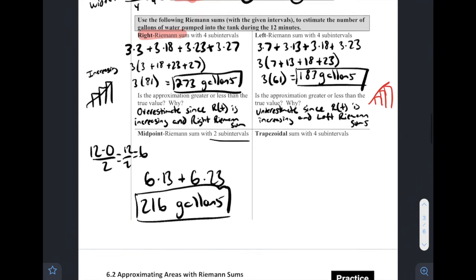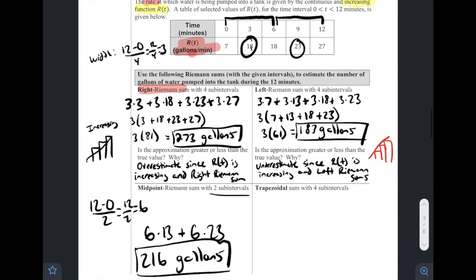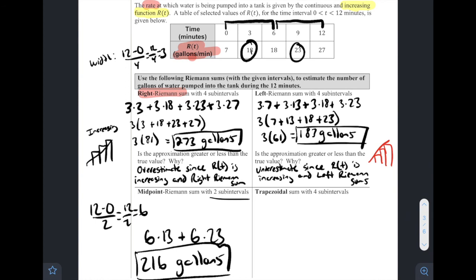If we want to do trapezoidal sum with 4 subintervals, how would we do this? Well, with 4 subintervals, we know the width is 3. We actually found that originally for our left and right Riemann sums. So I'm going to erase what I've got up here for these. We've got 4 trapezoids. So one is going from 0 to 3, one is going from 3 to 6, one is going from 6 to 9, one is going from 9 to 12. Now, the width of the intervals is the height in this case.